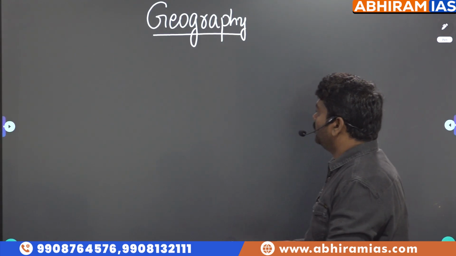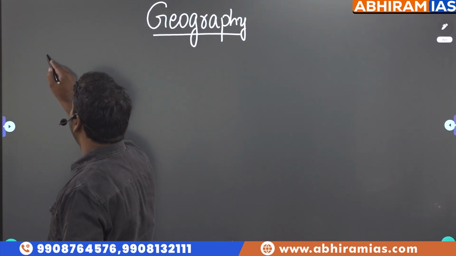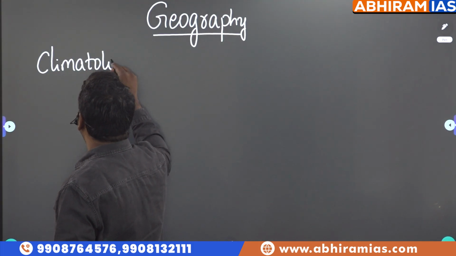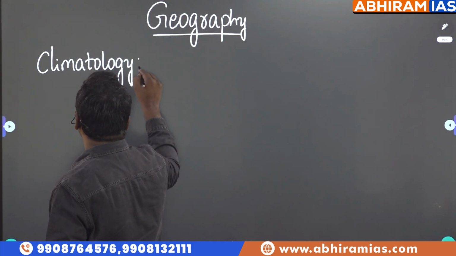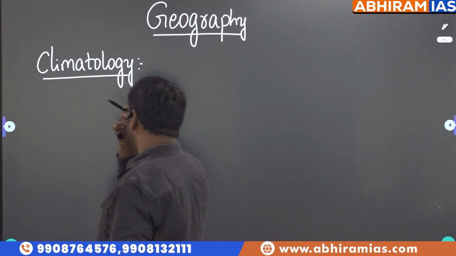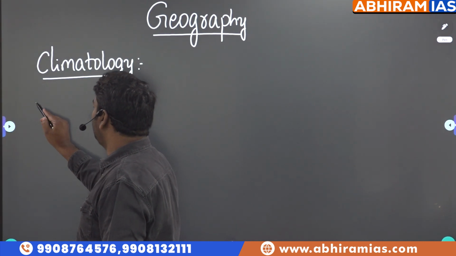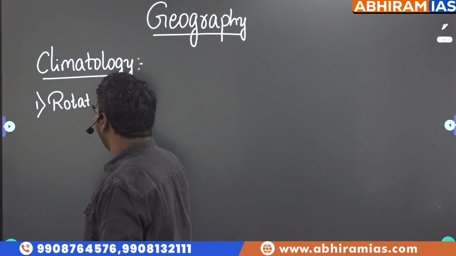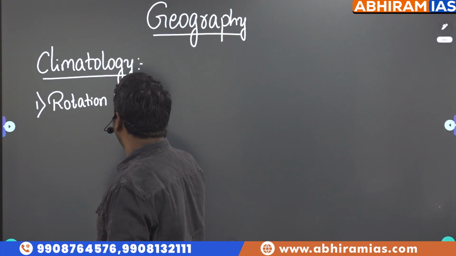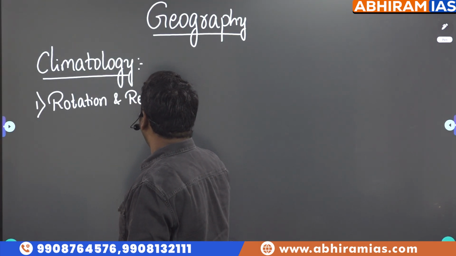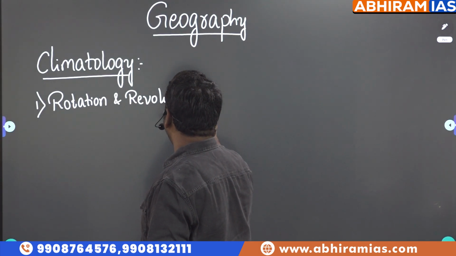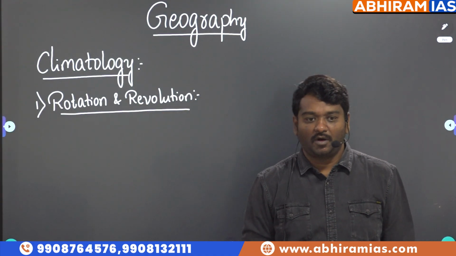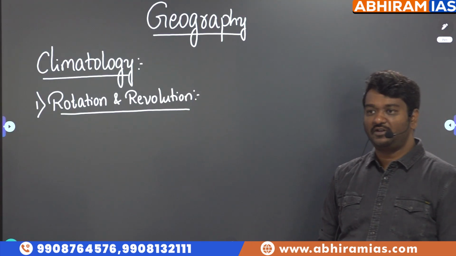Fine. So the first most important aspect from where almost 40% of the questions come is climatology. And within climatology, from the last 15 years, mandatorily one question is there on rotation and revolution. In one form or the other, there is always a question on rotation and revolution.